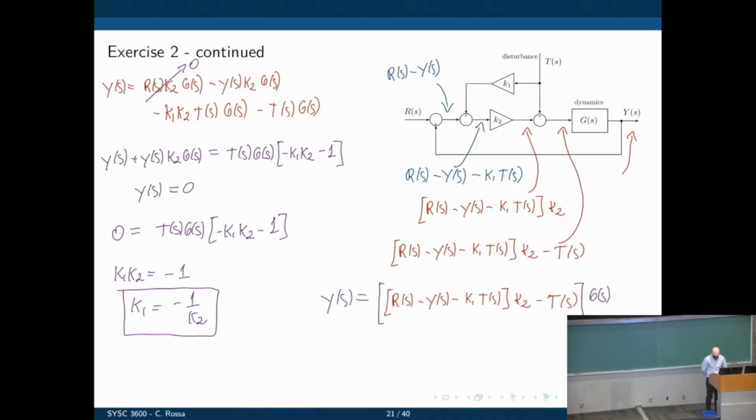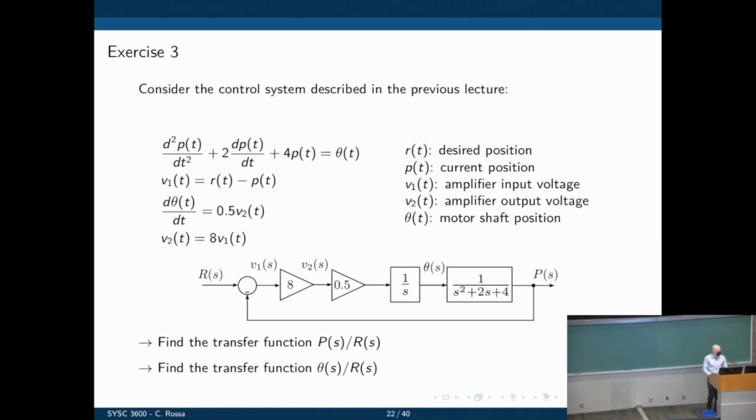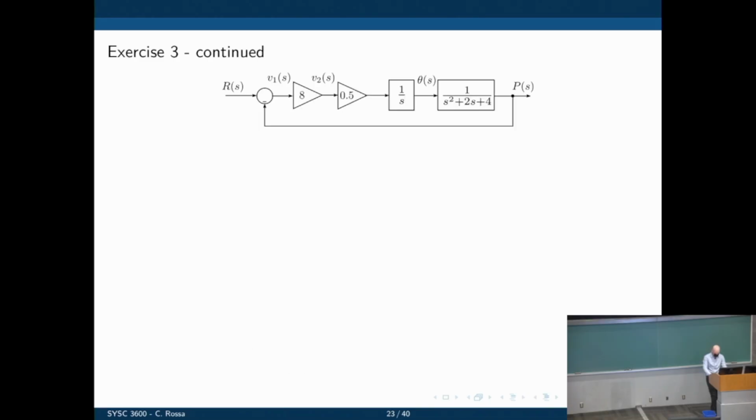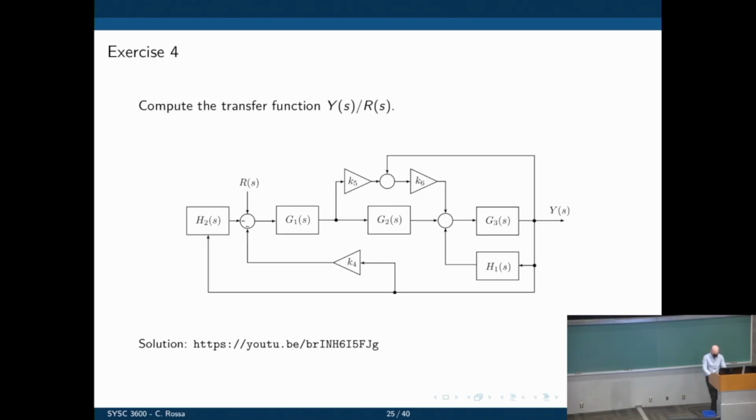Okay, so if there are no questions, let's do another one. I have this one. We did the last lecture. We came up with this block diagram, and now we can go backwards. But this, I think, is trivial now. So I'm going to skip this, leave this as homework. Let's do this one instead.